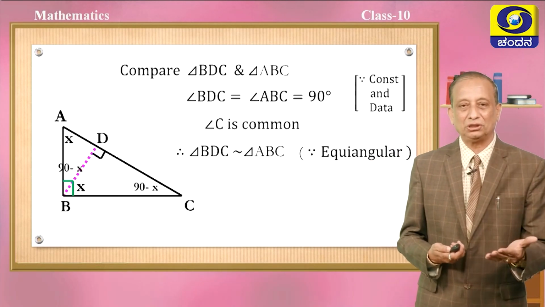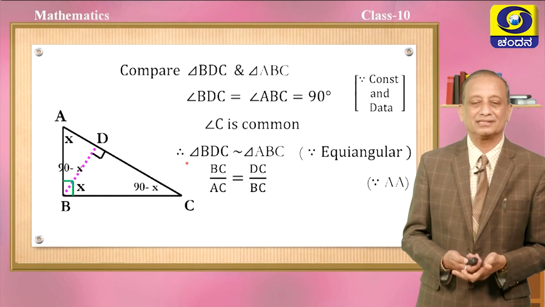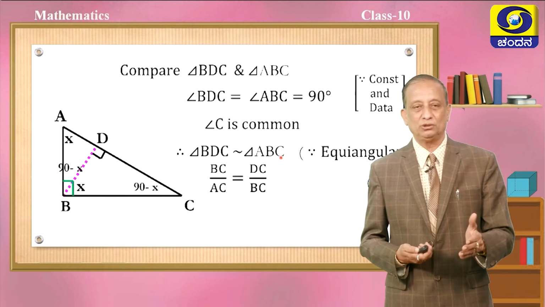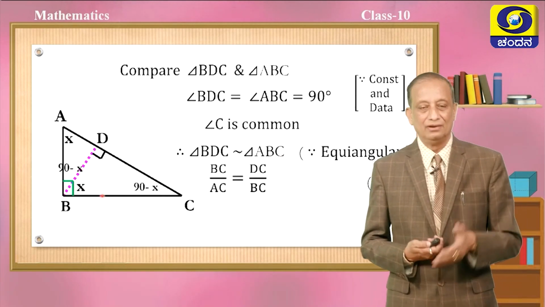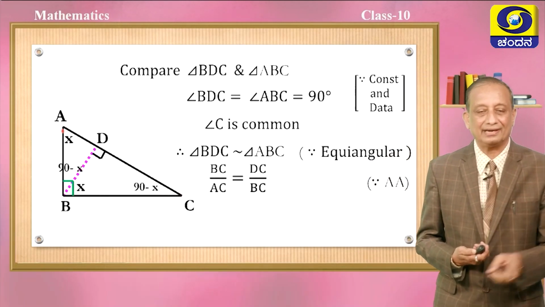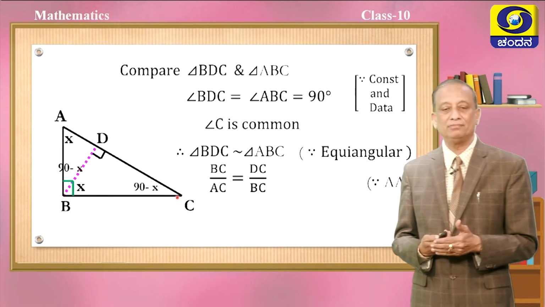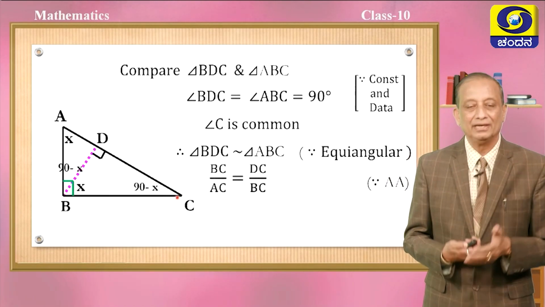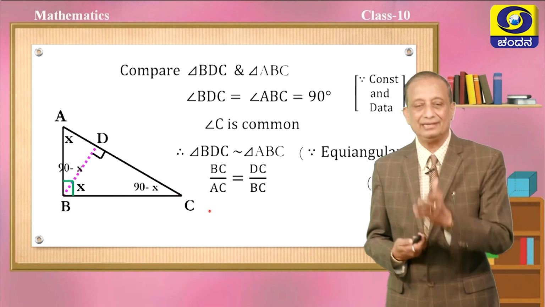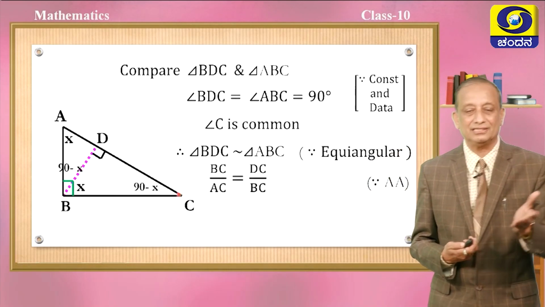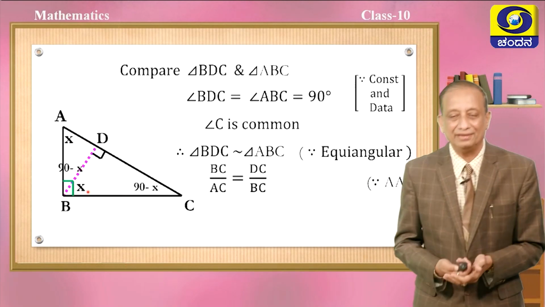When they have the same shape, why don't you apply the AA criterion, children? Take the ratio between the corresponding sides. As usual, first take the ratio between the hypotenuse. BC is the hypotenuse in right triangle BDC, whereas AC is the hypotenuse in right triangle ABC. The BC upon AC is equal to DC upon BC. Look at the side DC, children. In right triangle BDC, it is facing angle x, whereas in right triangle ABC, the side facing angle x is BC. Therefore, it is equal to DC upon BC on account of the AA criterion.